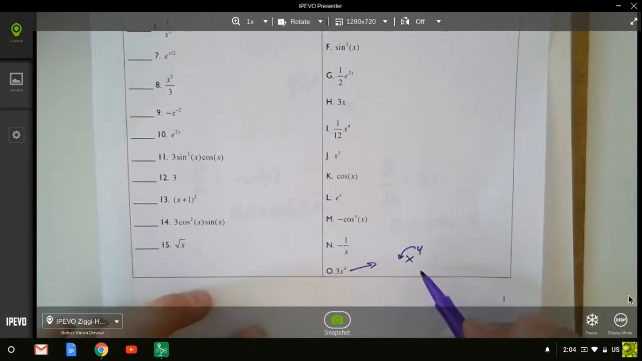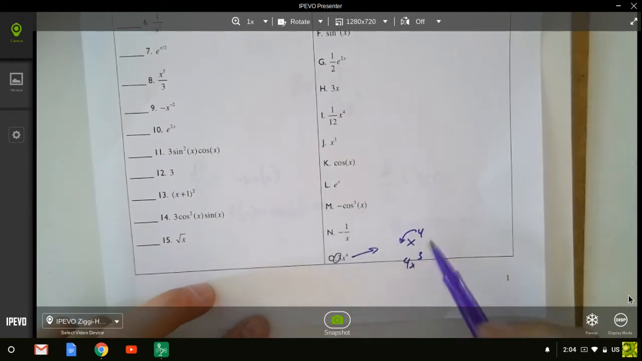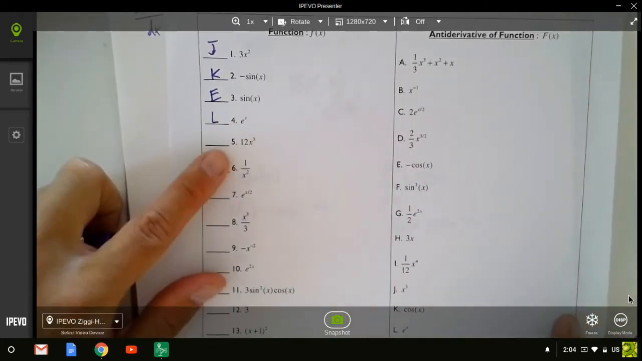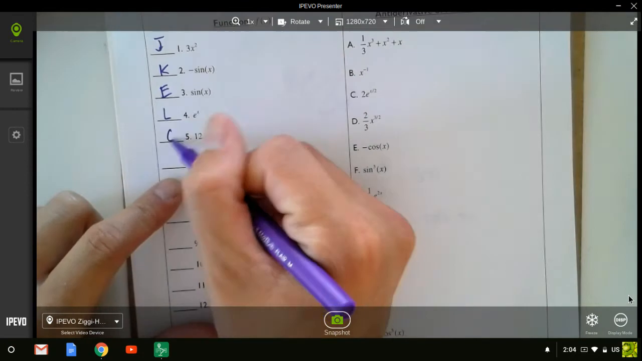Okay, so notice that if you took the derivative of x to the 4th, it'd be 4x to the 3rd. But remember, there's already a 3 in the front. So with that 3 being in the front, you have to multiply what you just carried down, 3 times 4. And what would that give me? That is amazing, isn't it? You have to get really creative with some of these. So 12x to the 3rd, you would put O.